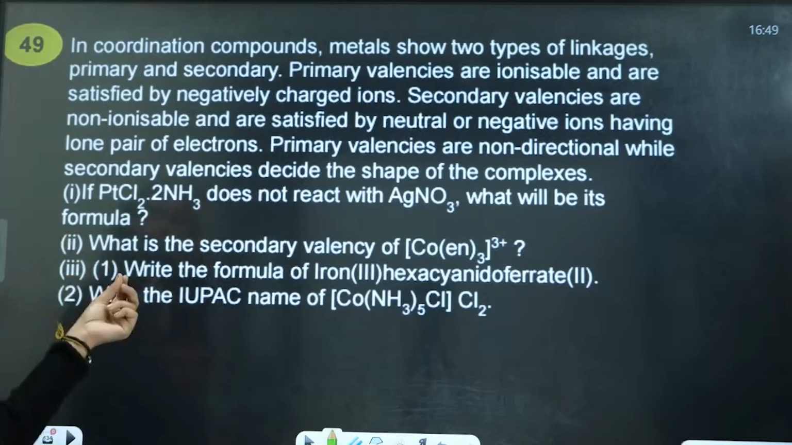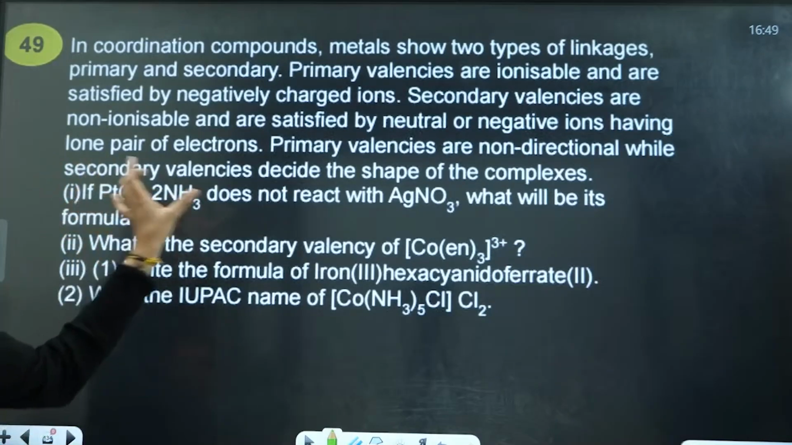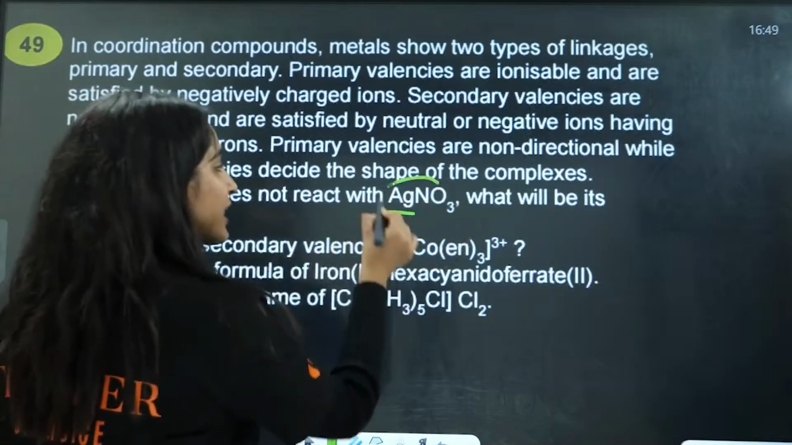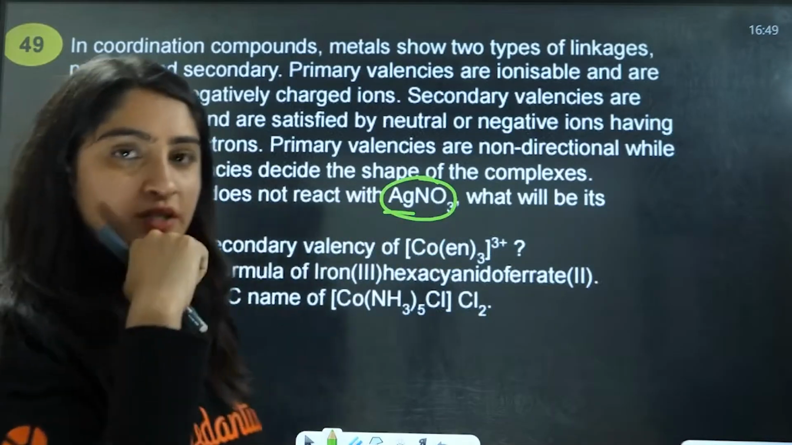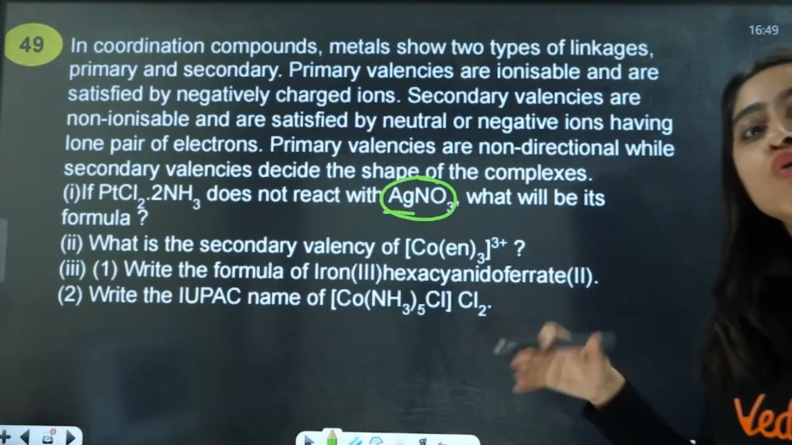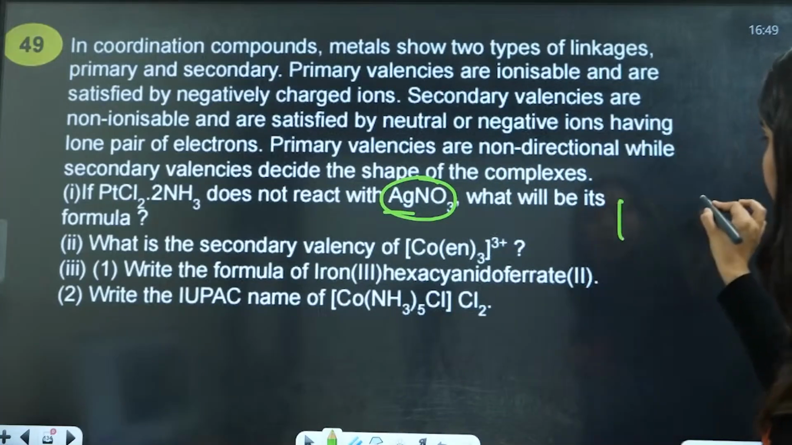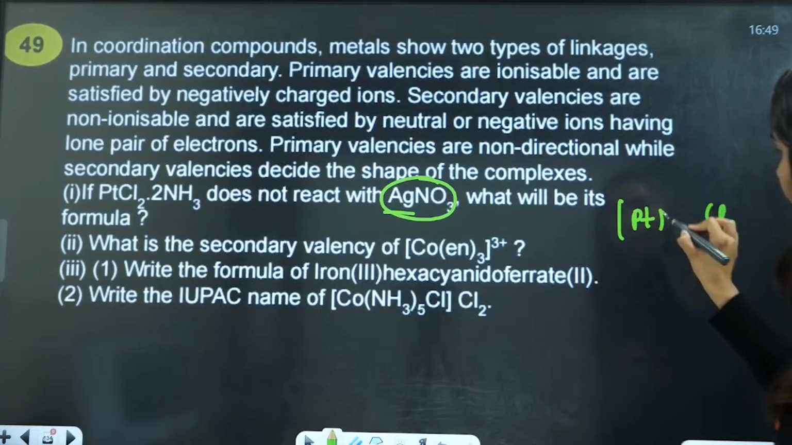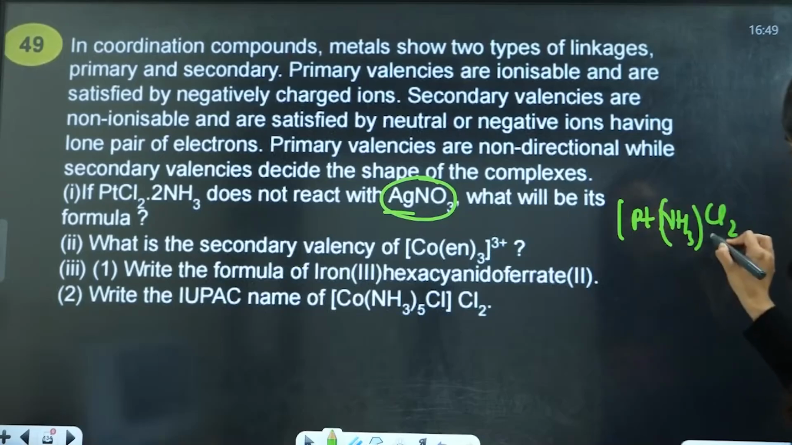Now it says this does not react with AgNO3, what will be the formula? Now this is not reacting with AgNO3. That means there is no Cl outside the coordination sphere. So this is going to be Pt Cl2 (NH3)2. This is going to be the right answer.